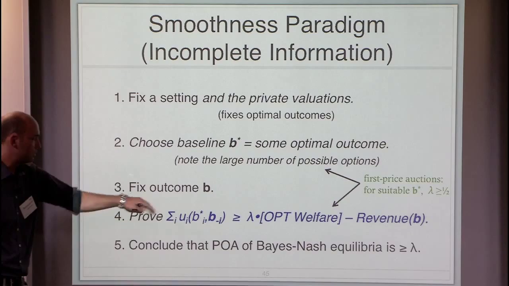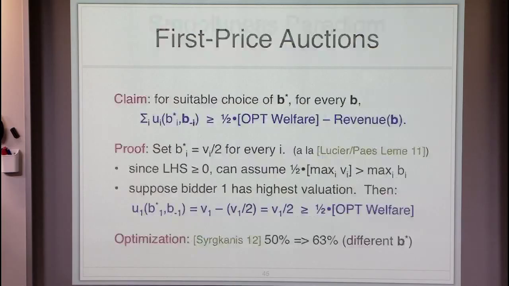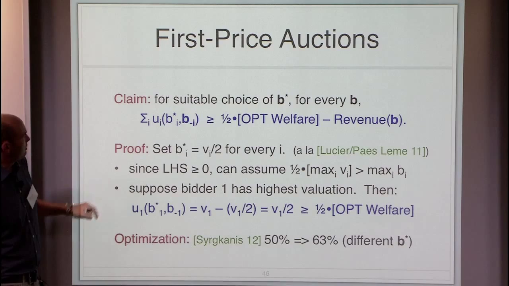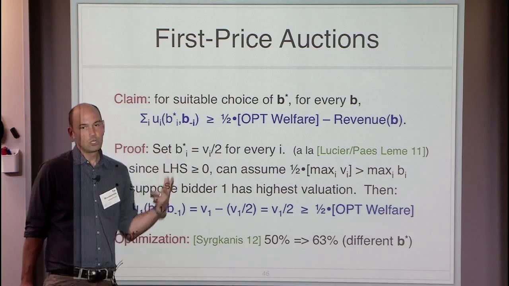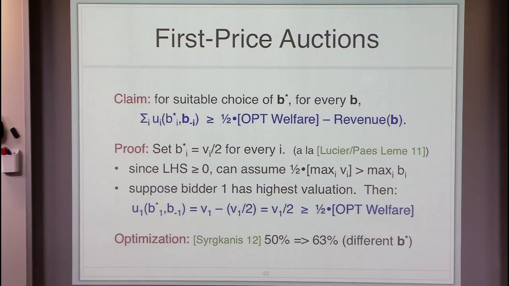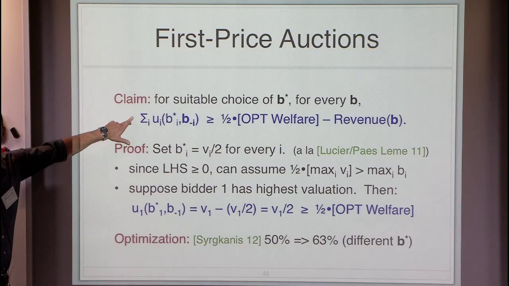But let me just finish the applications of this. Again, I'm going to go through the proof tomorrow. I just want to do the statement. Consider a first price auction. Fix the valuations. What we need to show is that for a suitable choice of baseline strategies, which should lead to an optimal outcome, so B star, for every bid vector B, the smoothness condition holds with some lambda.